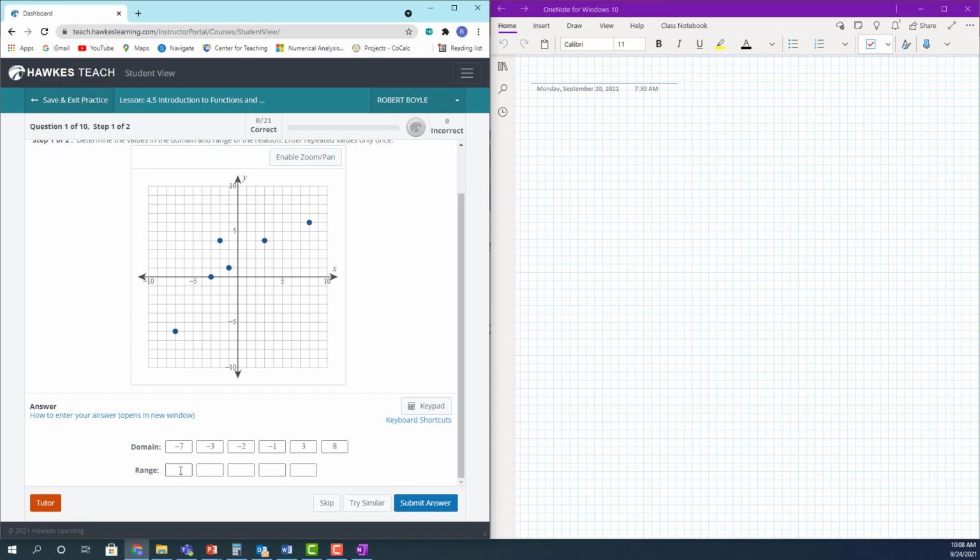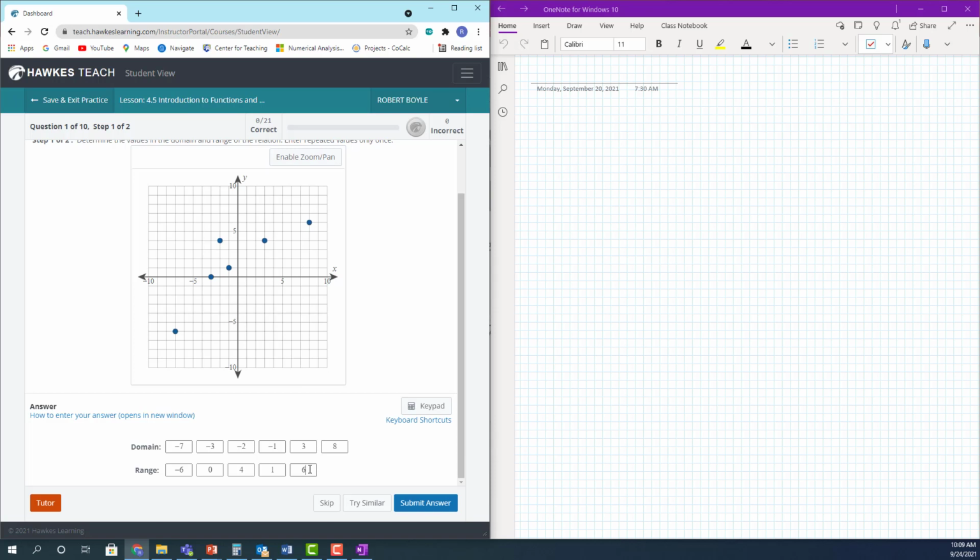Now for range, we look at all the y values. Look at this point right here. It is -6. So we put a -6 here. Over here it's on the x-axis, so y is equal to 0. For the next one, we have +4. Then we have 1. Now this one's at +4, but we already have +4 in the set, so we don't need to include it again, but we need to include our last one, which is 6.